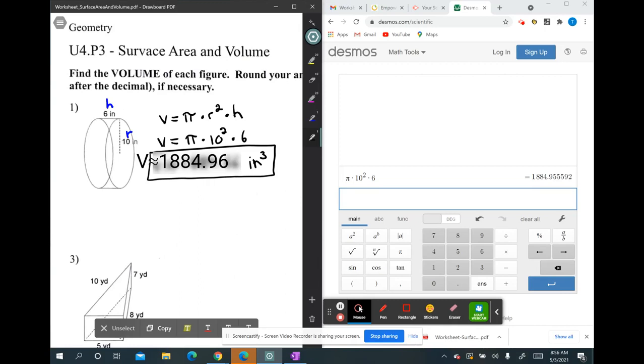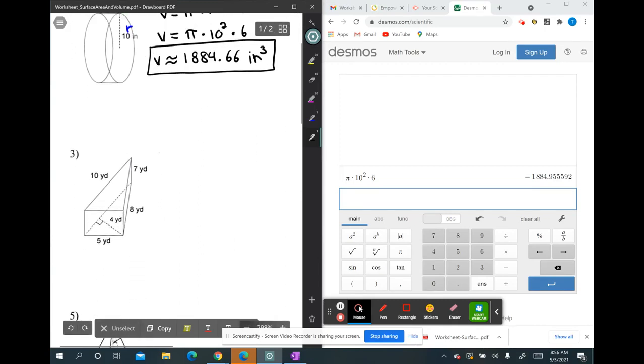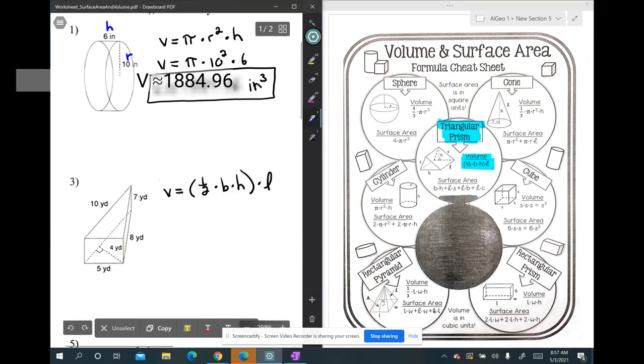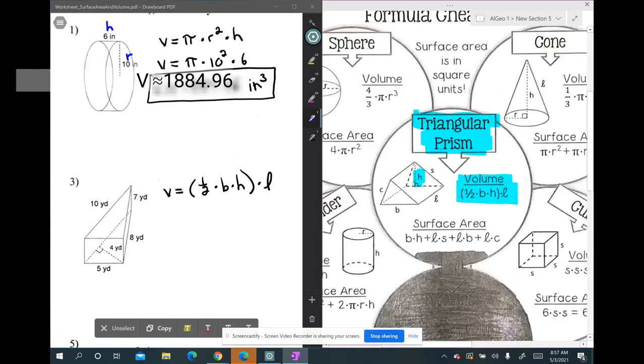Let's go ahead and do one more together. So let's take a look at number 3. That shape is a triangular prism. And our formula for volume is 1/2 times B times H times L. Now, if we take a look, our height has that dotted line, and there's a little box in the corner which represents a right angle. So if we look at our figure, that's going to be 4.